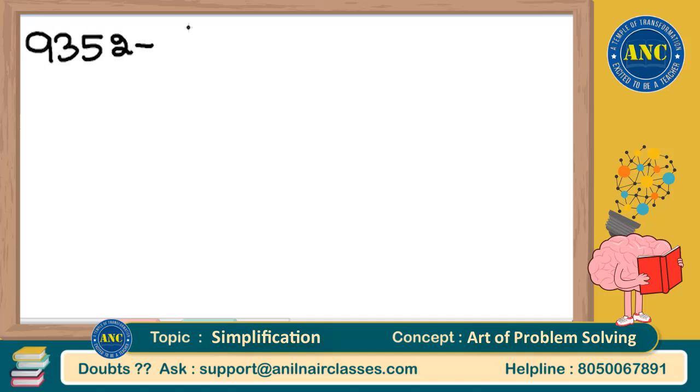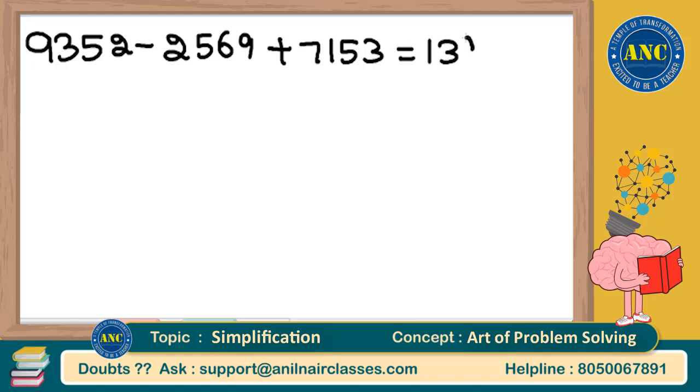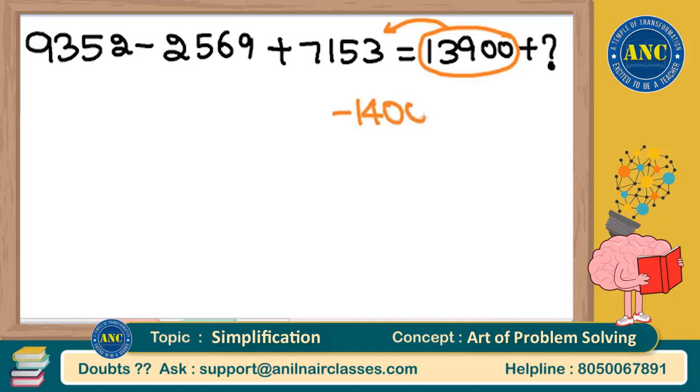9352 minus 2569 plus 7153 is equal to 13,900 plus question mark. Now see here, sir. This is how fast I expect you people to solve it. Can I say that I have 13,900? I will make it as a fancy number 14,000. And if this comes to the left hand side, it becomes a minus 14,000. That means I added 100 on the right hand side to make it 14,000. Add 100 on the left hand side also.